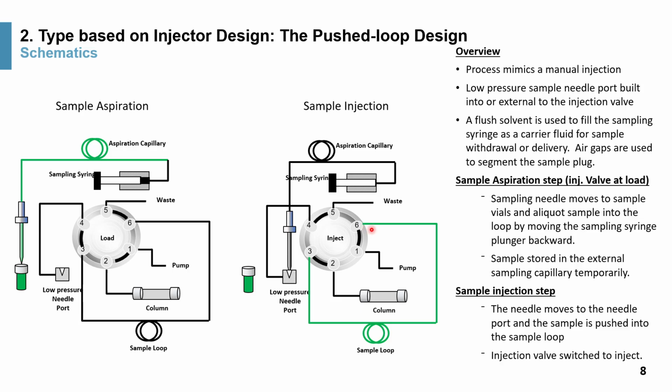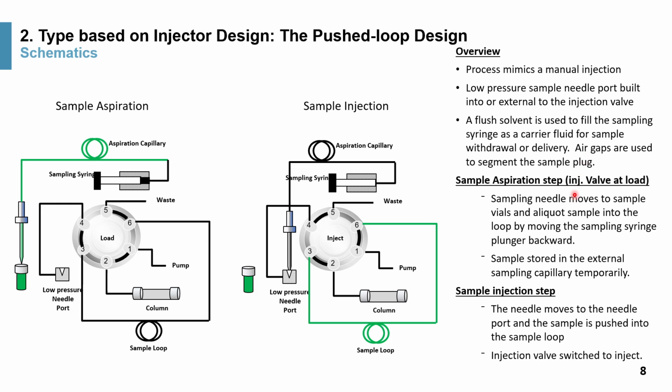So this is very similar to that of the XYZ autosampler described earlier. So in the overview, I would say that the process mimics a manual injector and needs a low pressure sample needle port. You definitely need a flush solvent, which is used to fill the sampling syringe and act as a carrier fluid for sample withdrawal and also delivery.